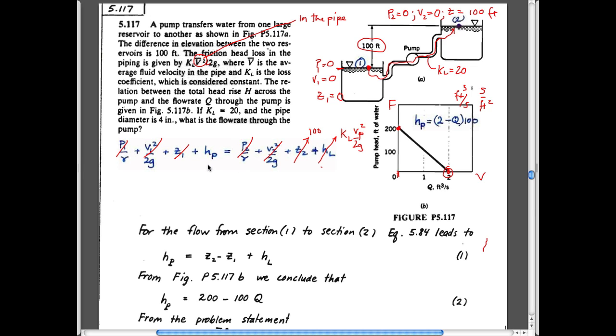And we also have an equation for the pump, which is written in terms of head loss, which is equal to 2 minus Q multiplied by 100. And so we have one equation. The terms we have left are going to be this term, and this term, and this term, only 3 of them. And so we really only have one expression, but presumably we have 2 unknowns.